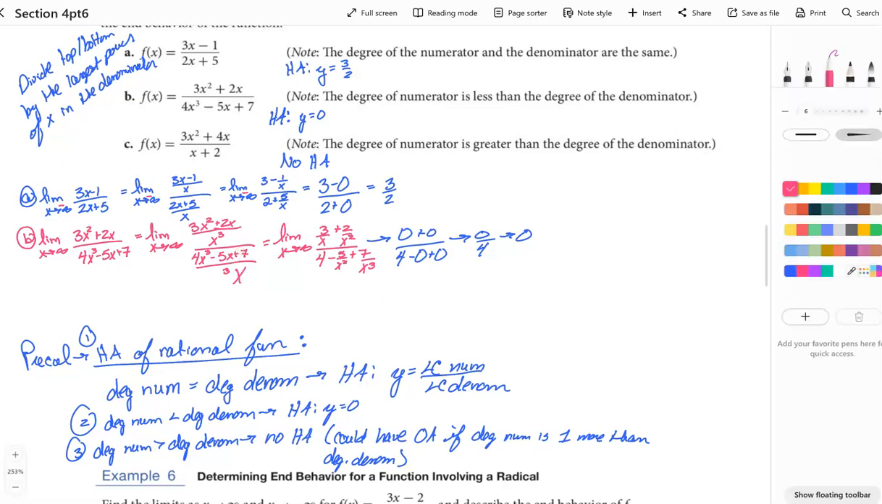Just a second to fix this. That's an x cubed.